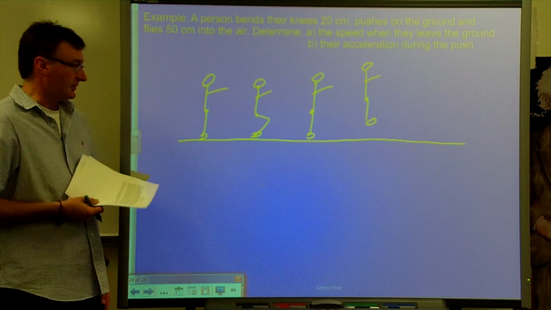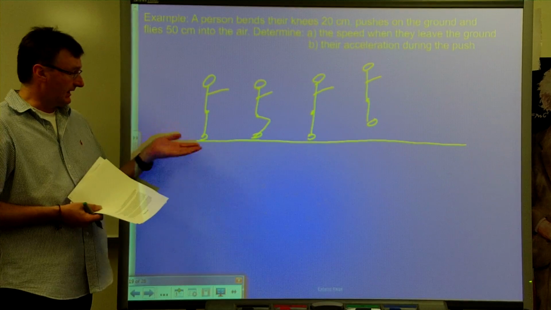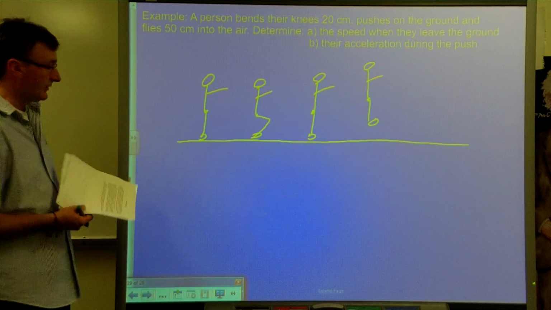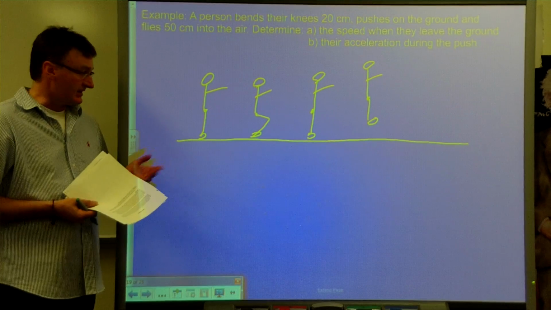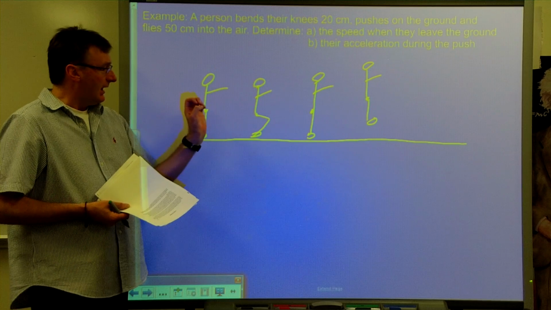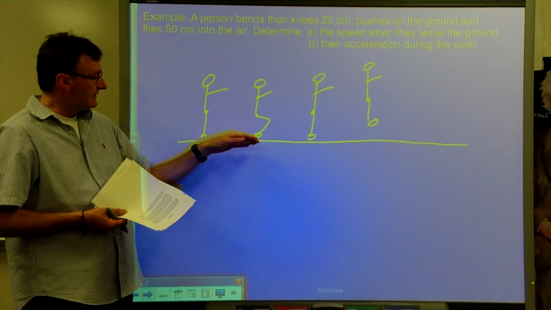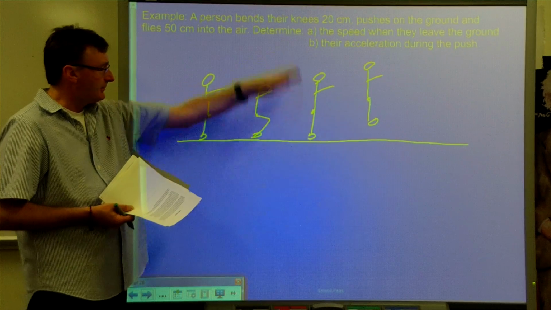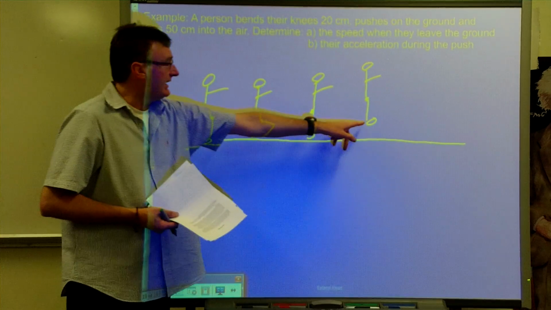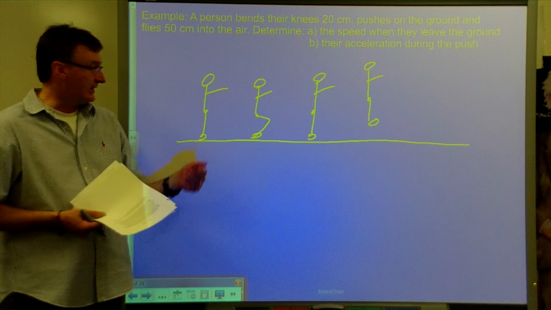So, I must apologize at this time for my artwork, or should I say, lack of artistic talent in being able to draw anything half decently. This is as good as it gets, stick people, so my apologies for that, but hopefully you recognize what's going on in this situation. So we have a person standing straight up, they bend their knees, and so they drop down 20 centimeters, and then they use their legs to force themselves in an upward direction. And here is the time when the person lifts off the ground, and then they end up moving or flying 50 centimeters into the air.